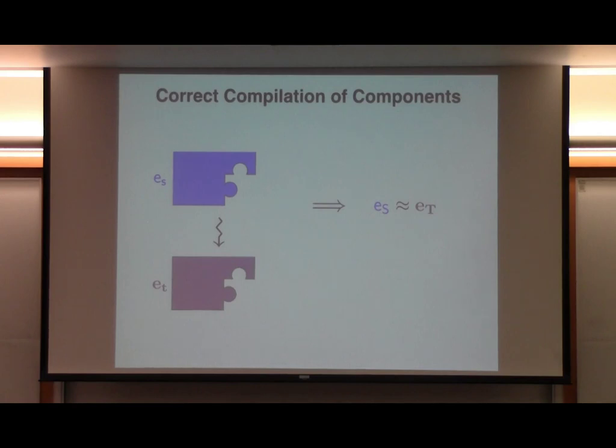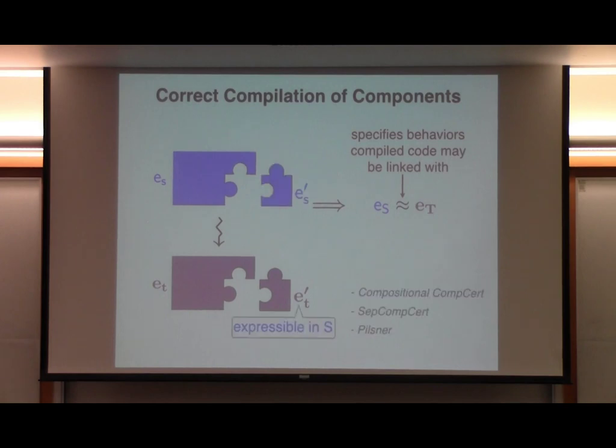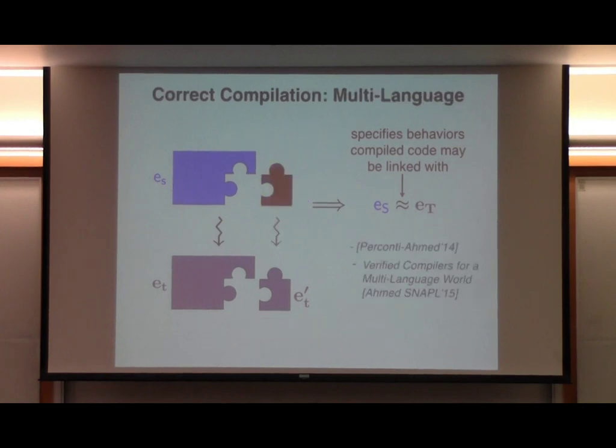What are we trying to do? I'm going to talk about FFIs. So I started out by saying we're doing correct compilation of components. That equivalence relation specifies what we are allowed to link with. I've already said that a lot of the work that's out there, compositional CompCert, SepCompCert, Pilsner, doesn't allow you to link with things that you can't express in your source, right? And again, I've said, I want to do that.